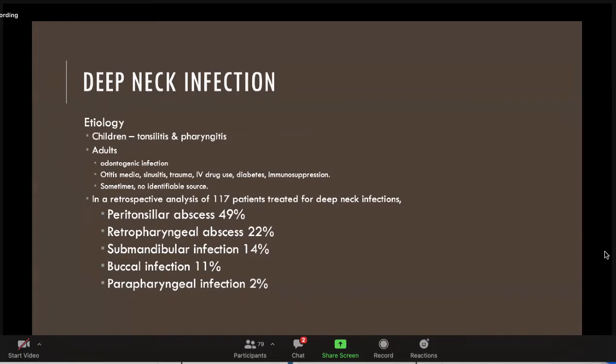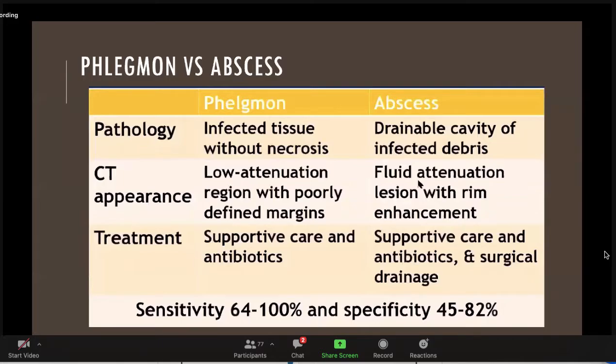In a retrospective analysis of 117 patients treated for deep neck infections, a vast majority is in the peritonsillar regions, that's peritonsillar abscess, almost 50%, less so in the retropharyngeal region, 22%. Other regions are submandibular, 14%, and buccal and parapharyngeal infections, 11% and 2% respectively.